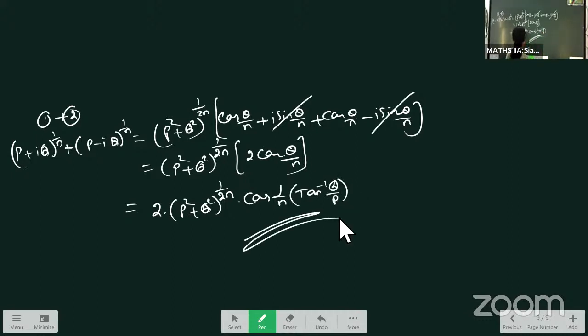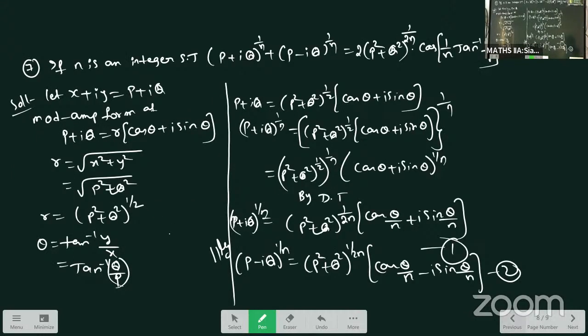You can write 2 outside, or you can write 2 in the middle of the term. So this is how the proof goes. Just go through the question.